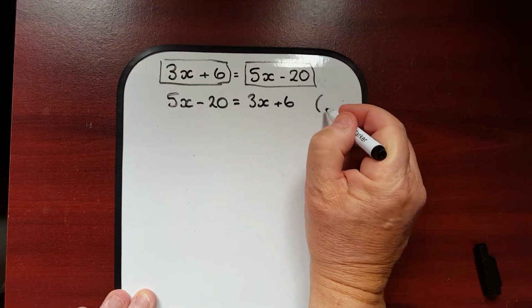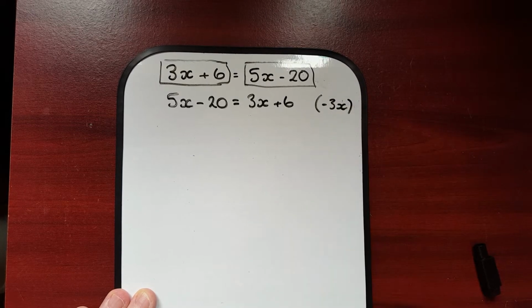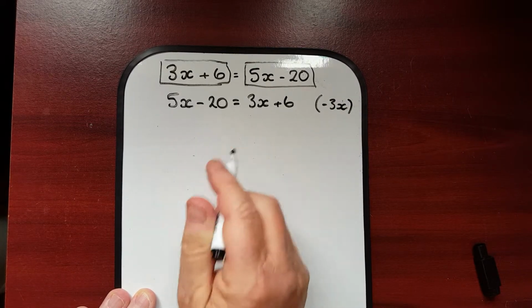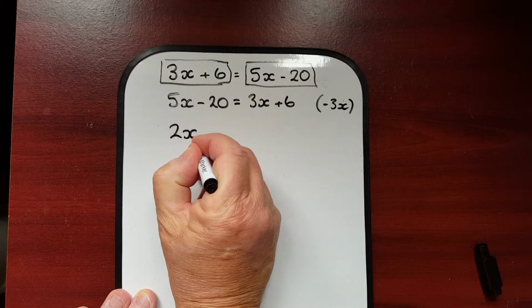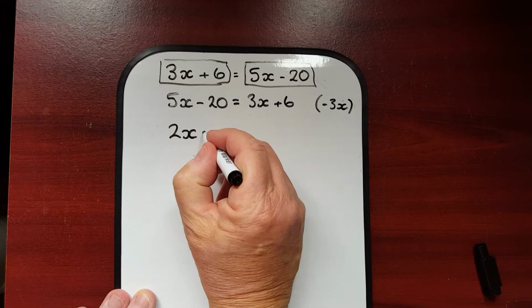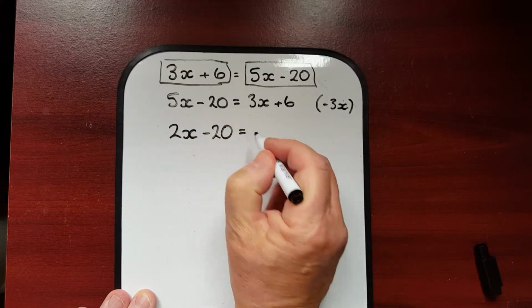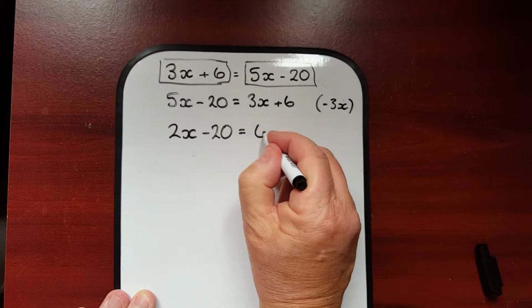Now, 5x, move that 3x over, that becomes a minus 3x. 5x minus 3x is 2x. That's much nicer. Leave everything else the same. 2x minus 20 equals 6.